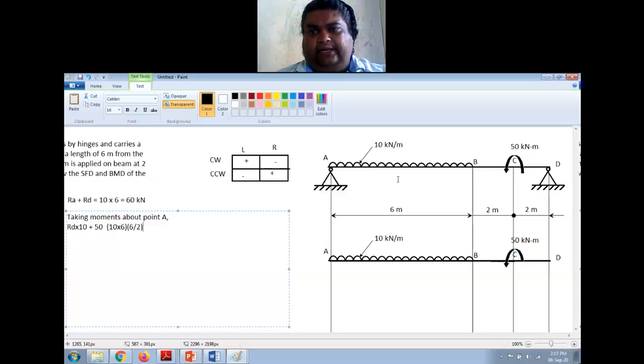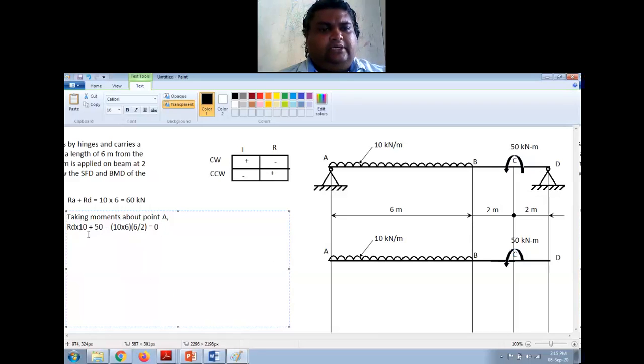Now this is acting in the downward direction. All the weights and forces are always acting in the downward direction. About point A, this is making a clockwise moment. Right side clockwise is negative, so I will put a minus sign here. So this is positive, and this is negative. So sigma M about A is equal to 0.